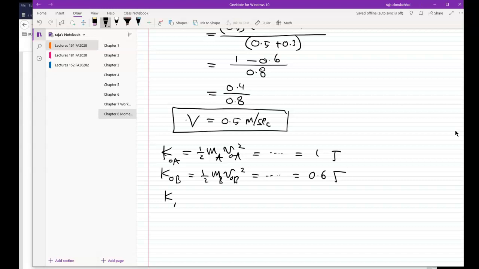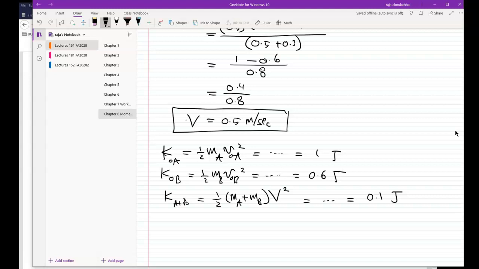So that will be of A and B. I'm going to call it A. Shall I call it A plus B? And that will be equal to 1/2 (M sub A plus M sub B) times the common velocity squared. Is that right, guys? And then you just plug in your numbers in there, and he got 0.1 joule.